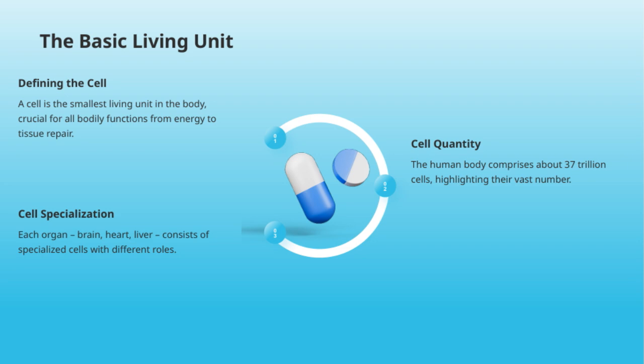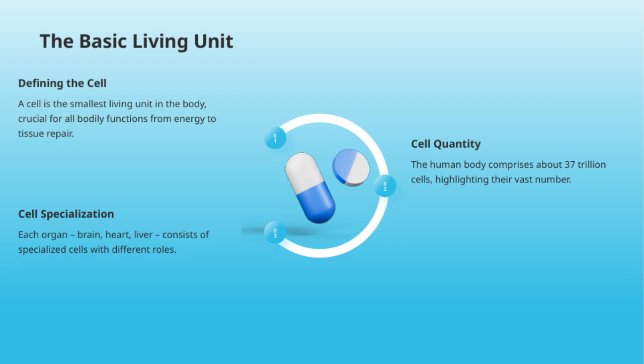At the core, a cell is the smallest living unit in our body. Despite their tiny size, cells are incredibly important because they carry out all the functions necessary for us to stay alive. From producing energy to repairing tissues, every activity starts at the cellular level. It's fascinating to think that the human body contains about 37 trillion cells. This huge number shows just how complex and organized our bodies really are. Each of these cells contributes to our overall health and functioning.